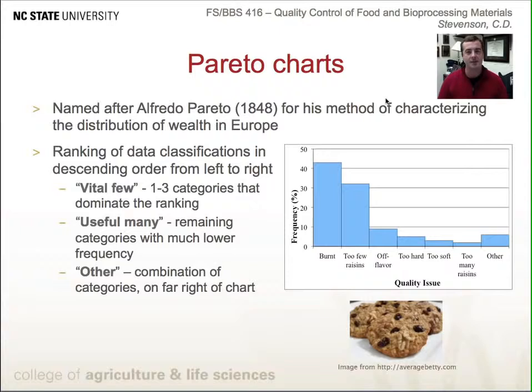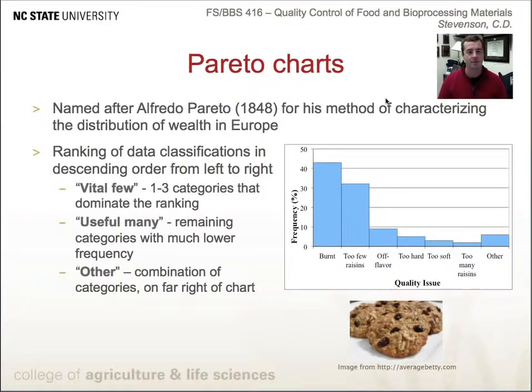So the classifications in this case are quality problems encountered in oatmeal raisin cookie production. You might think of your own kitchen, the times that you've made cookies. Or maybe growing up your mom made cookies that were excellent, but maybe your mom also made cookies that were not excellent sometimes. Maybe some of the batches that were put in the oven had some characteristics that were not ideal.